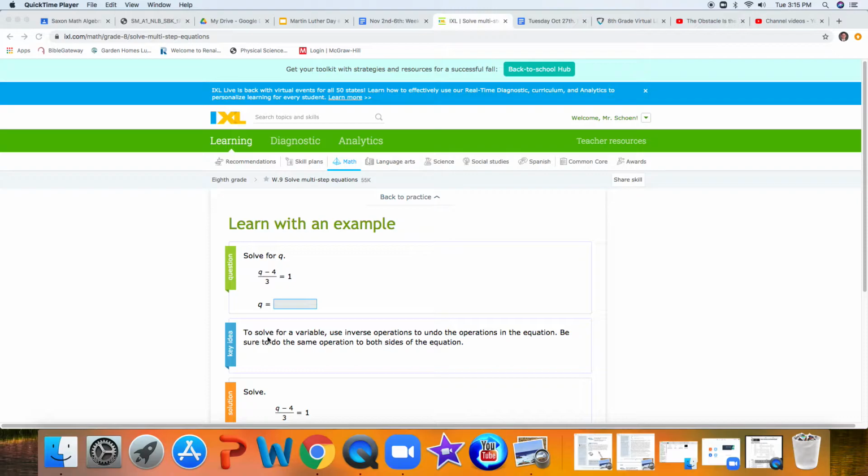And our key idea is to solve for the variable. That means get the variable by itself. Use inverse operations to undo the operations that are in the equation. Be sure to do the same operation to both sides of the equation.